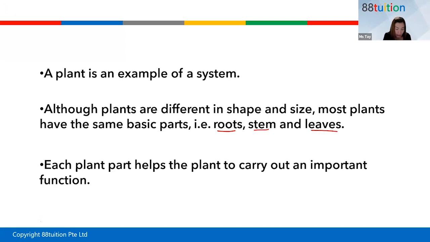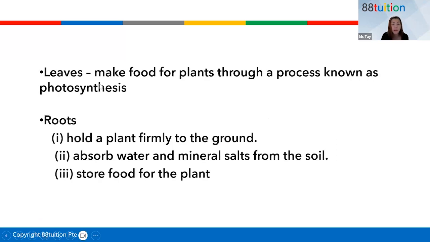So what are they supposed to be doing for plants? Each part helps the plant to carry out an important function. If you look at the leaves, like Xiang Kun mentioned, Xiang Kun said that the leaves make food for plants through a process known as photosynthesis. That is correct. Very good, Xiang Kun. So what about the roots?